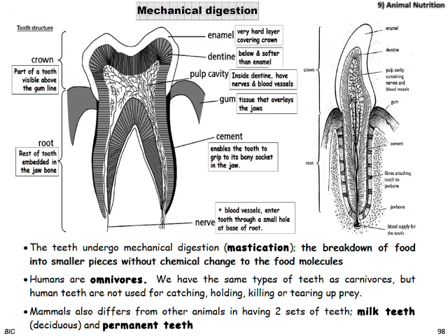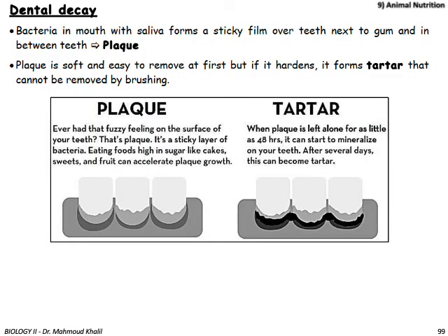So the teeth undergo mechanical digestion or mastication, which, as we told you before, is the breakdown of food into smaller pieces without any chemical change. Humans are omnivorous, so they have all the types of teeth of the carnivores, but human teeth are not used for catching, holding, killing or tearing up prey. Mammals also differ from other animals by having 2 sets of teeth, a milk set, which is deciduous, and the permanent teeth.